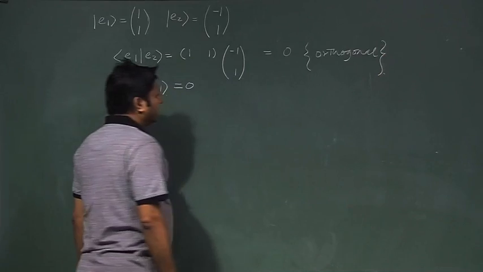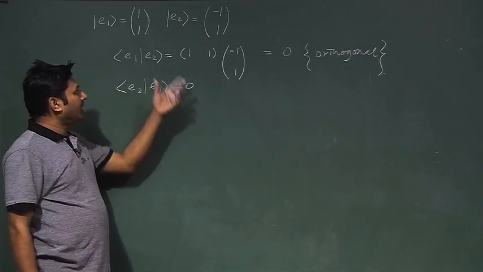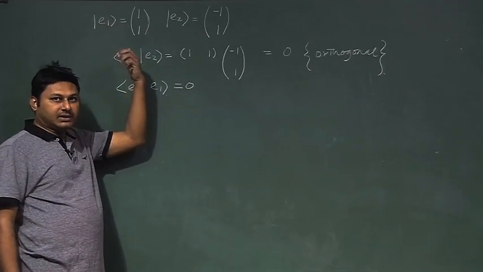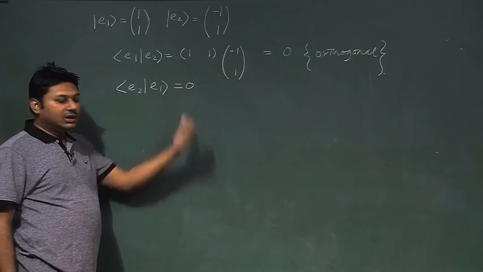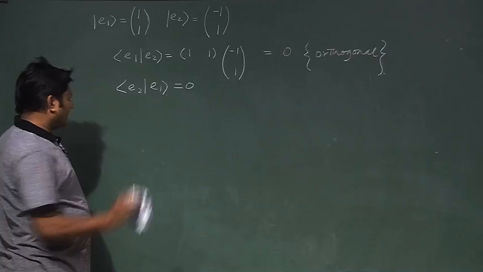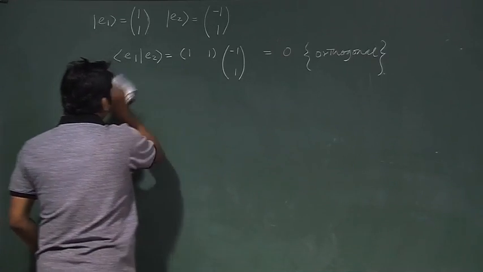No problem with that. Now the question is, if they are orthogonal, what is the difference between these and the previous vectors, the natural basis we mentioned? What is the difference between these two? The difference is the norm. So let me calculate the norm.